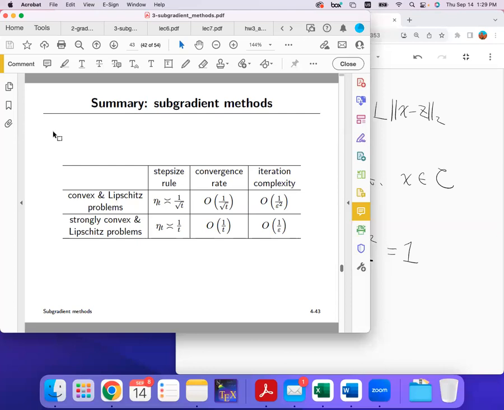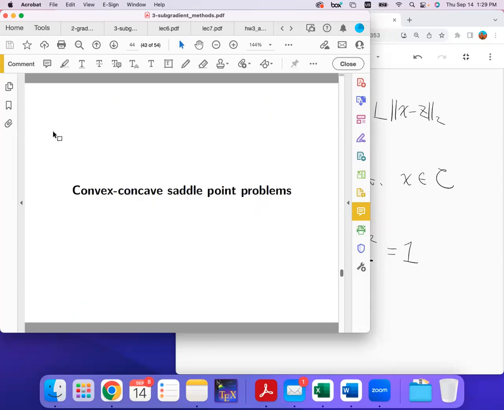Okay, so this is the subgradient methods for solving convex Lipschitz minimization problems. And there's another type of subgradient methods which are to solve convex-concave saddle point problems. This is another very important class of problems.